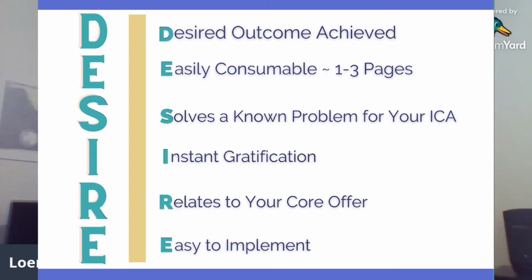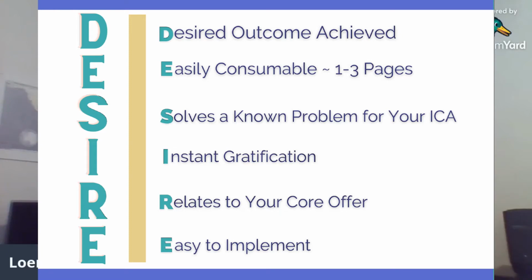Now, if we look, now we know what we want to do. So if we look at the desire, first, the D is the desired outcome achieved. We need to achieve something. If we don't achieve something, then it means nothing to them. E, easily consumable. It must be 1 to 3 pages. A 20-page book or a 20-page template document is too long. They will never use it, and they won't be able to use it immediately. 1 to 3 pages maximum.